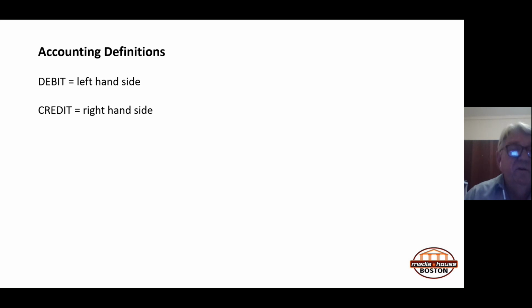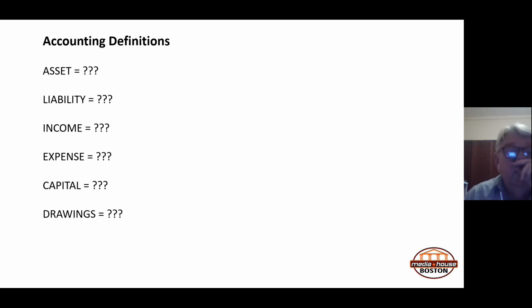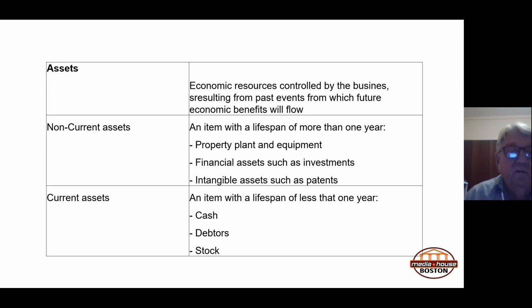Okay, let's look at account definitions. We debit, that's the left-hand side, as I've said earlier, and the credit is the right-hand side. We're going to look at some of the definitions. Okay, let's have a look at assets. The assets are economic resources controlled by the business, resulting from past events from which future economic benefits will flow.